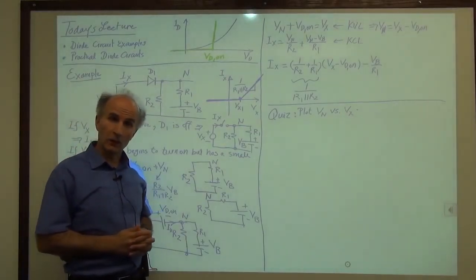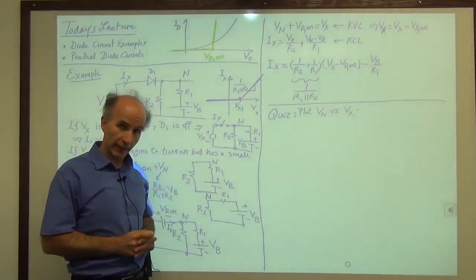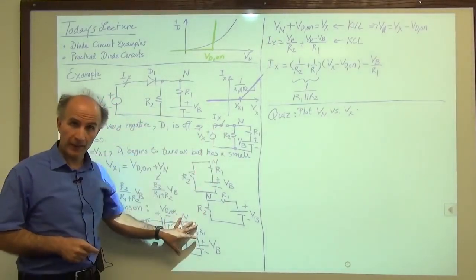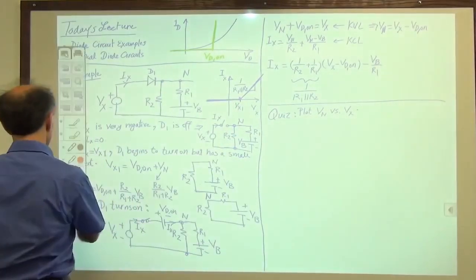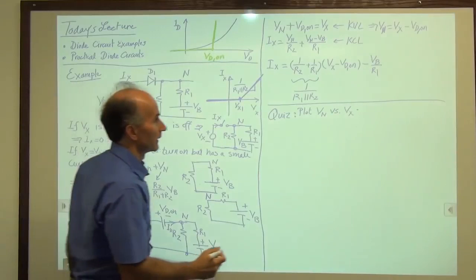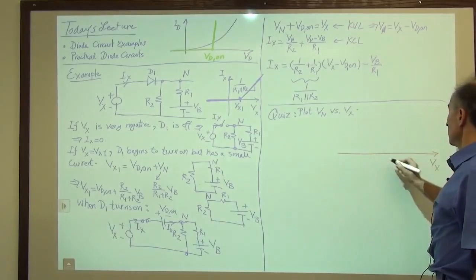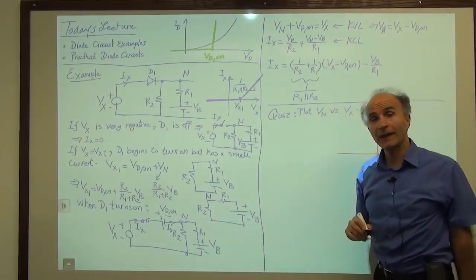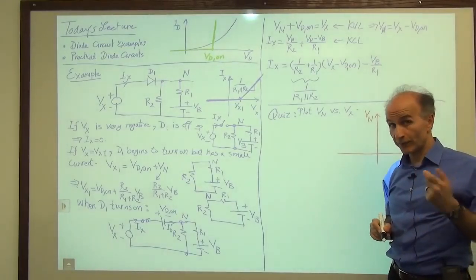All right, so what does Vn look like as a function of Vx? Well, we have enough information from the first step of the analysis to plot Vn pretty quickly. So let me change the color of my pen to red. So we have Vx here, and we would like to plot Vn. If Vx is very negative, what happens? Well, the diode is off. If the diode is off, what can we find for Vn?